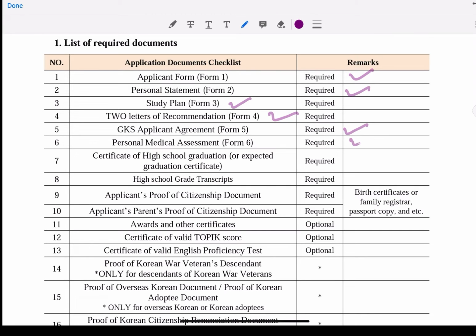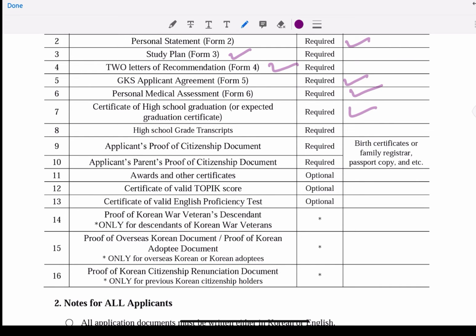or expected graduation date, and it must be dated March 1st 2022 if you are applying for 2022, and if you are applying for 2023 or 2024, it must be March 1st of that particular year that you are applying to. So it is applicable each year. The same thing applies. Also, you need the high school transcript. Transcript means the final mark sheet.